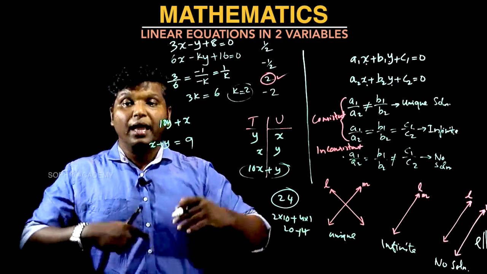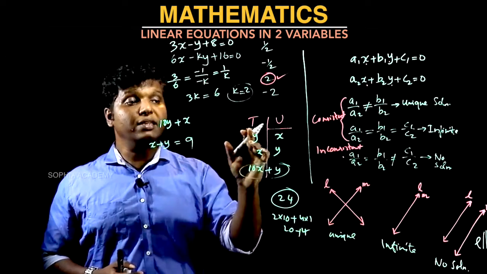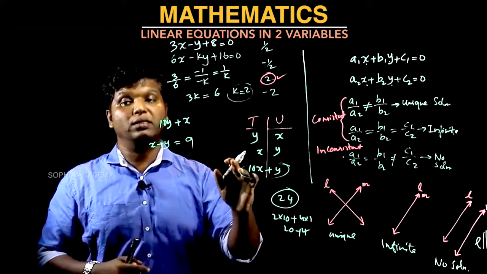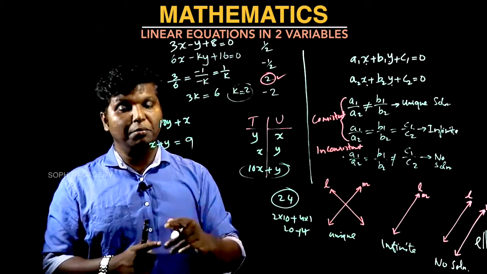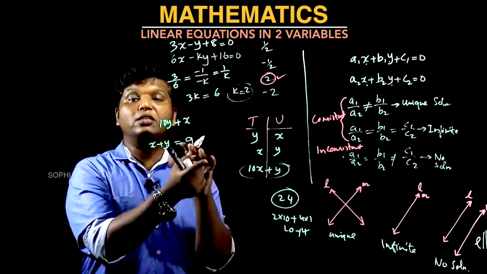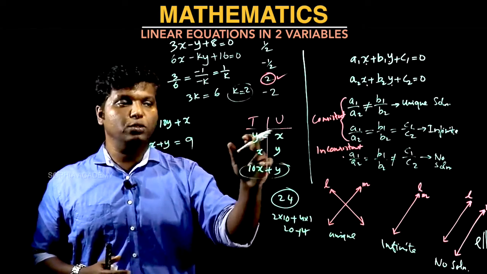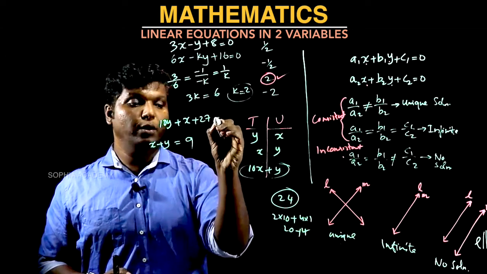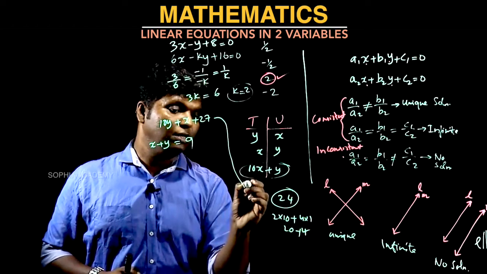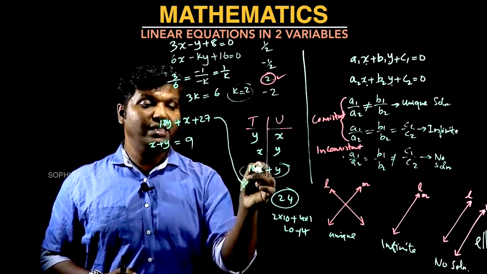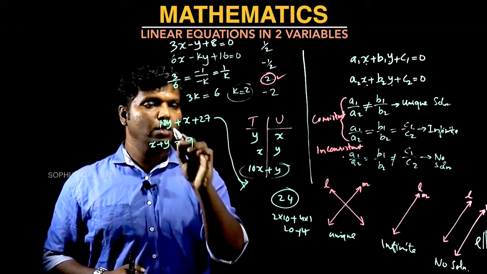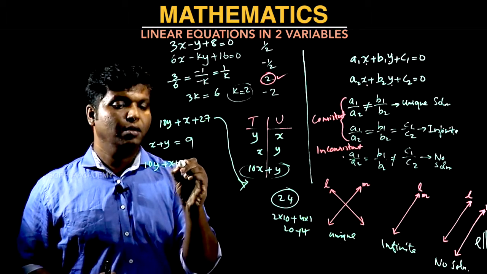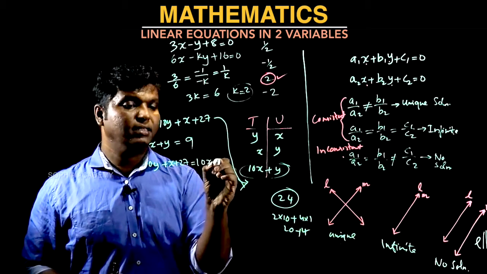And what is the second thing given? It is given that if 27 is added to the original number, you will get the number in which the digits are reversed. So this is the old number, right? If you are adding 27 to this one, you are going to get this number. So let me bring it all together here. That means 10y plus x plus 27 is equal to 10x plus y.